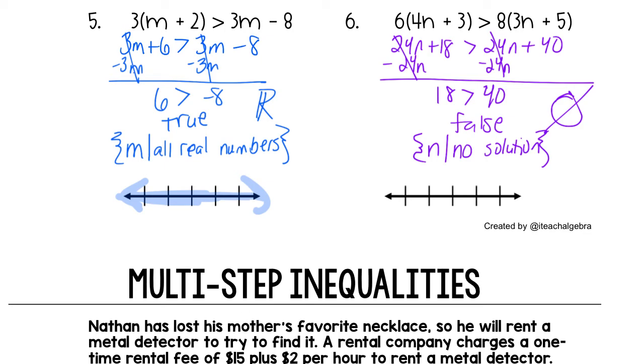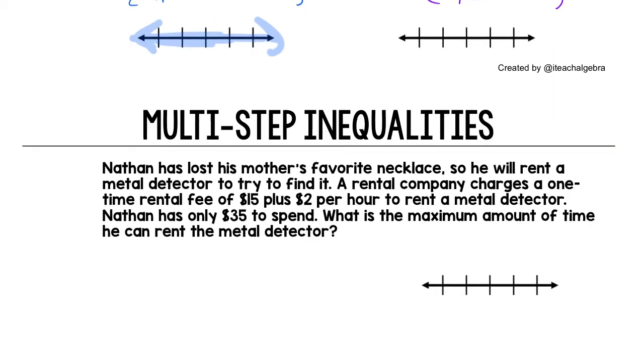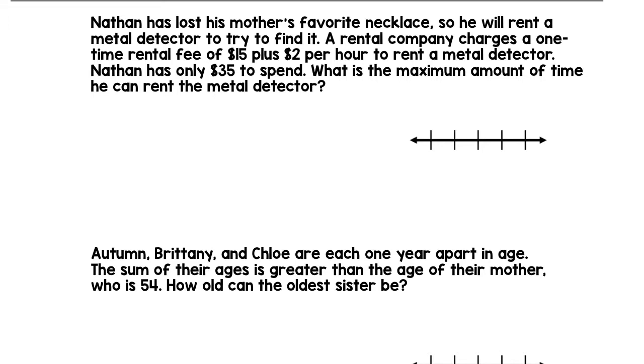All right, flip it on over to the back. And we're going to go through some story problems. Nathan has lost his mother's favorite necklace. So he will rent a metal detector to try and find it. A rental company charges a one-time rental fee of $15, $15 one time plus $2 per hour to rent a metal detector. He only has $35 to spend. What's the maximum amount of time he can rent the metal detector?